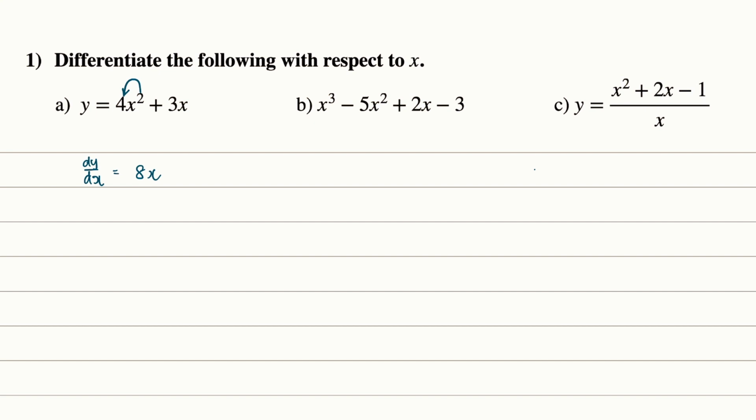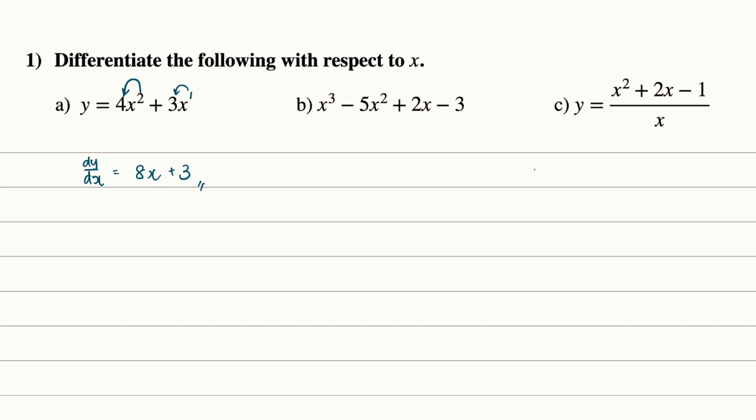And for the next term, we have the power of 1. So multiply 1 by 3, we will have 3. And minus 1 from that power, we will have x to the power 0, which is equivalent to 1. So therefore, we have 8x plus 3.